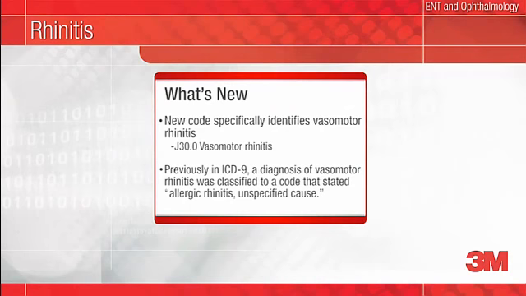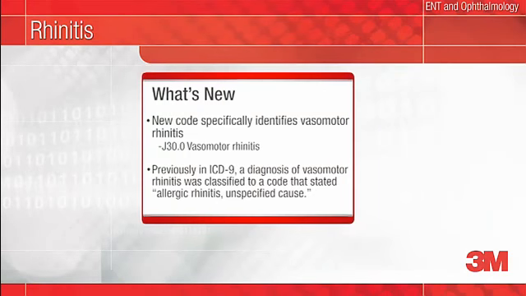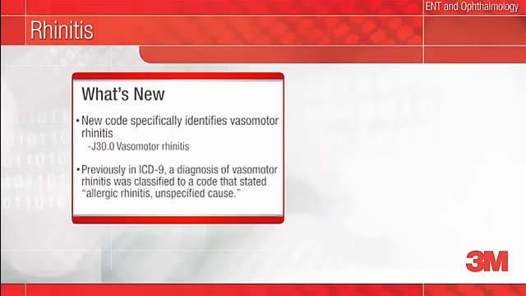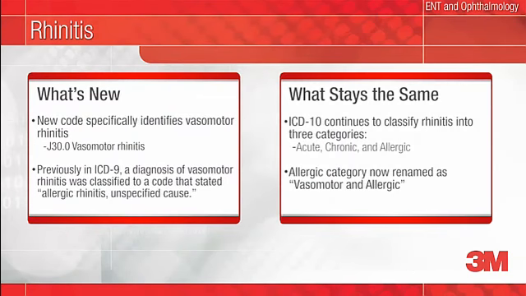What's new? ICD-10 provides a new code, J30.0, that specifically identifies vasomotor rhinitis. Previously in ICD-9, a diagnosis of vasomotor rhinitis was classified to a code that stated allergic rhinitis, unspecified cause. As in ICD-9, ICD-10 continues to classify rhinitis into three categories: acute, chronic, and allergic. The allergic category is now renamed vasomotor and allergic to accommodate the new code.